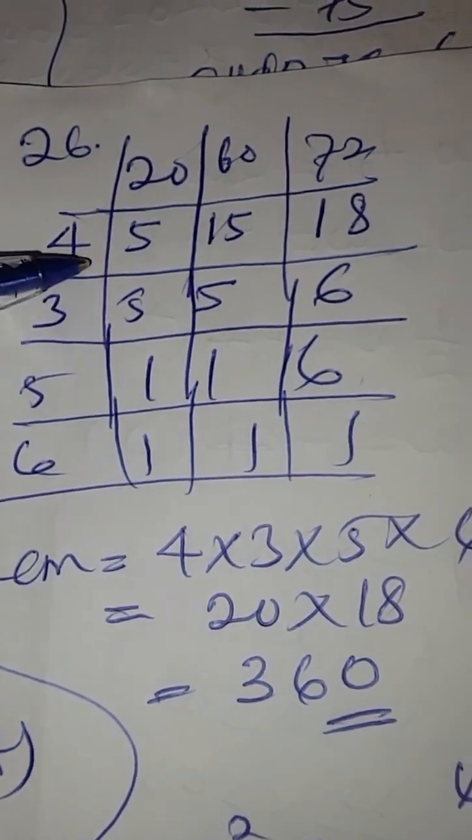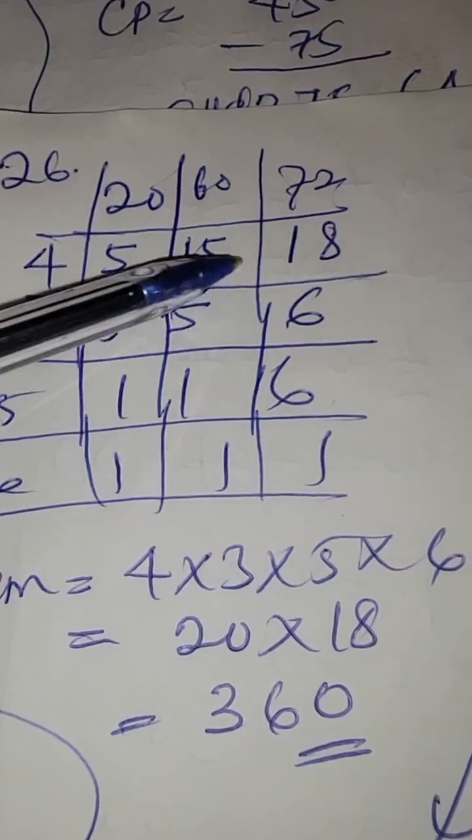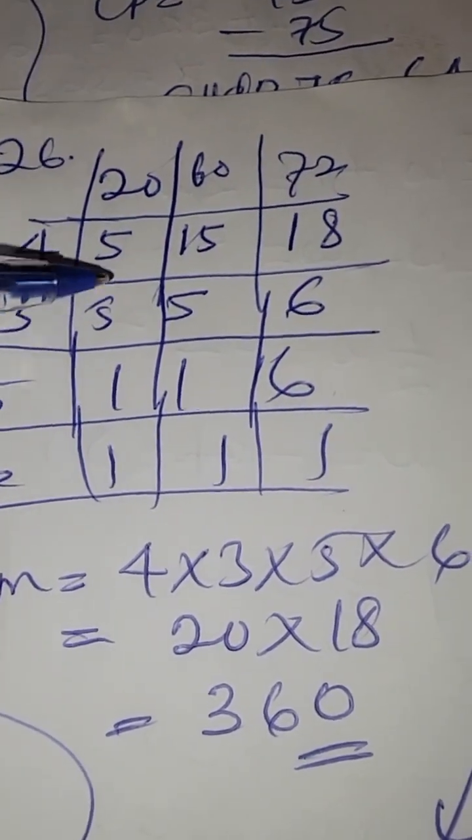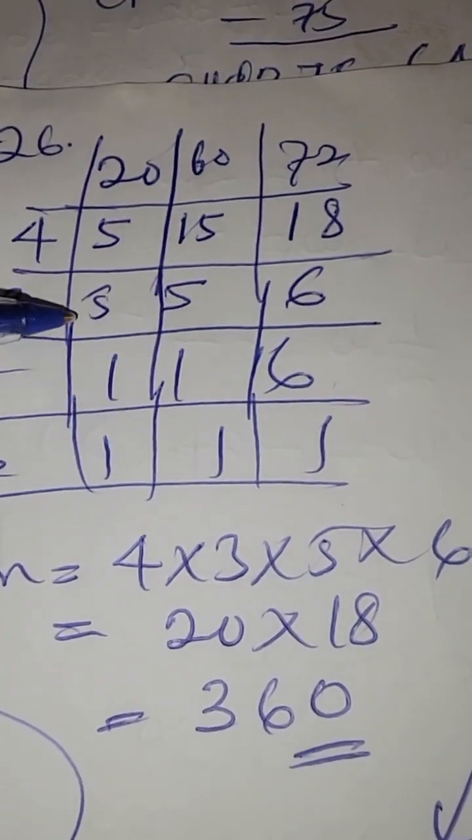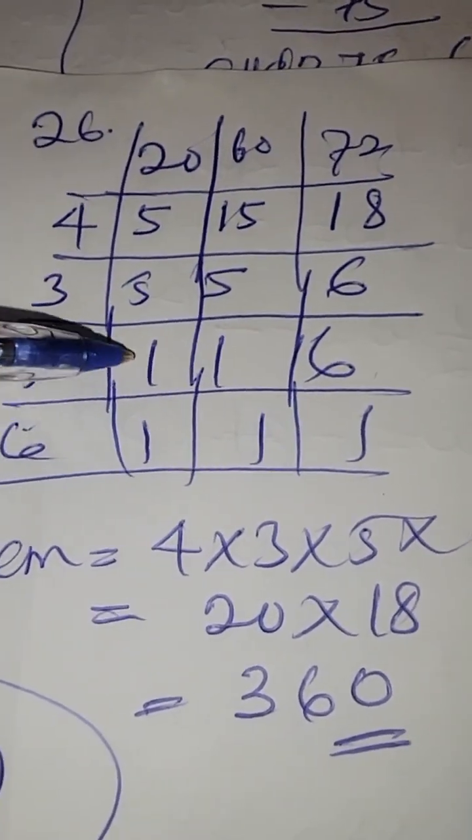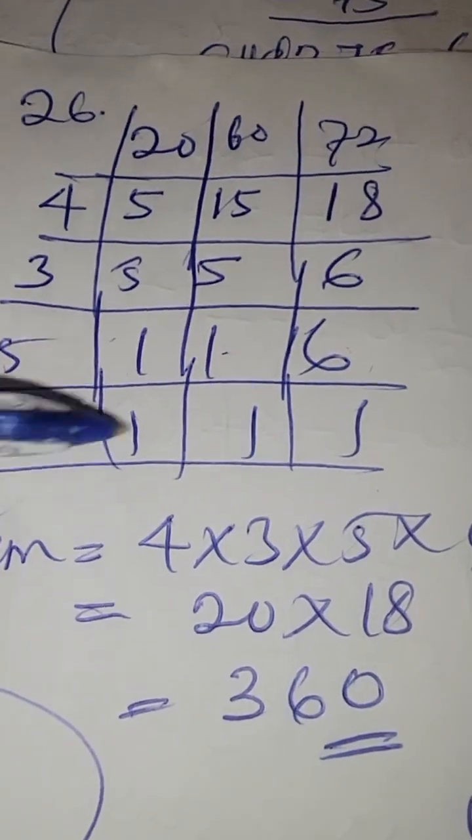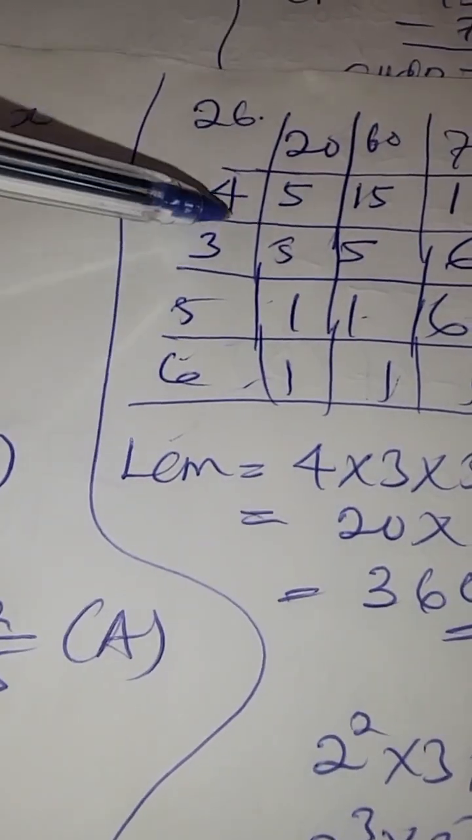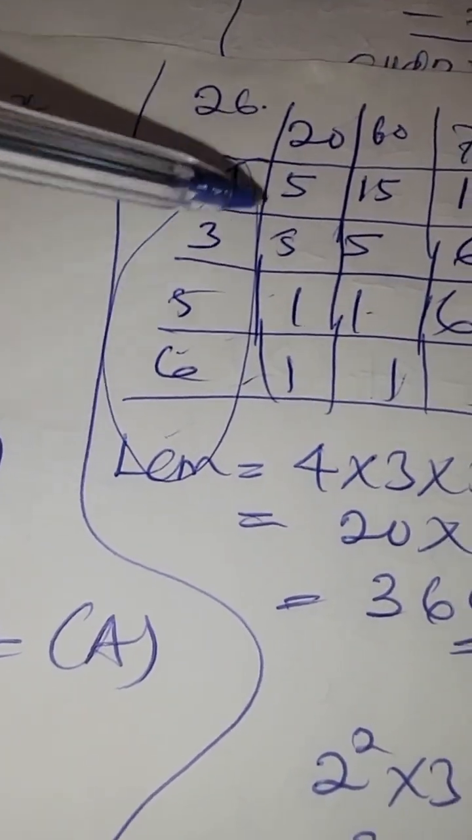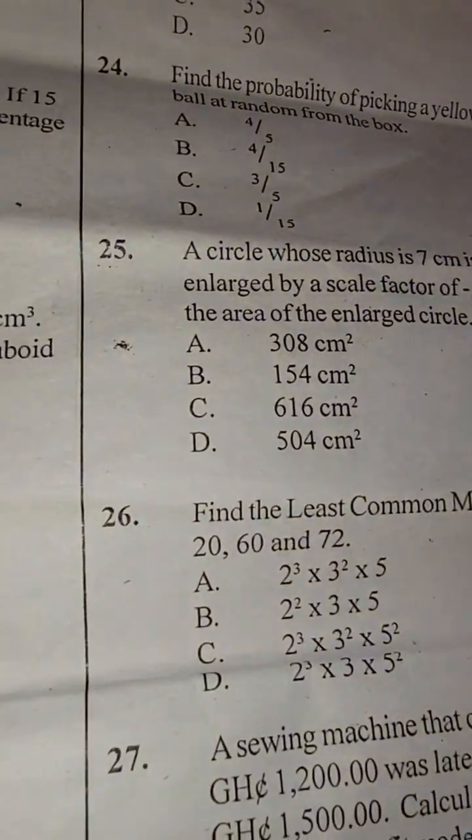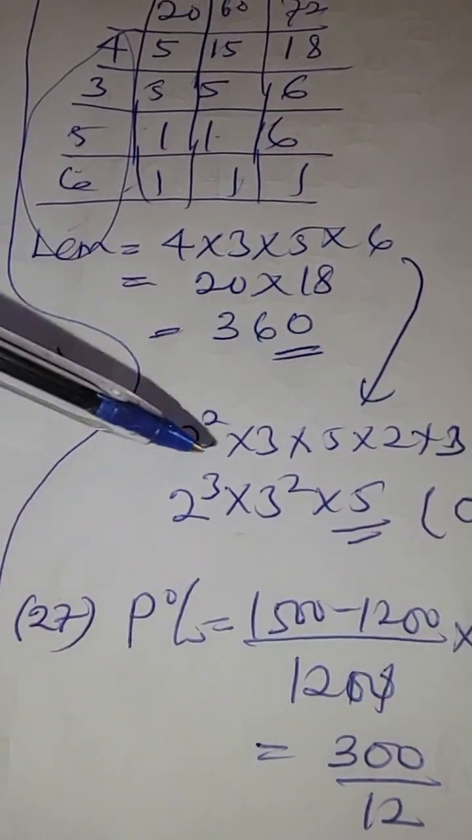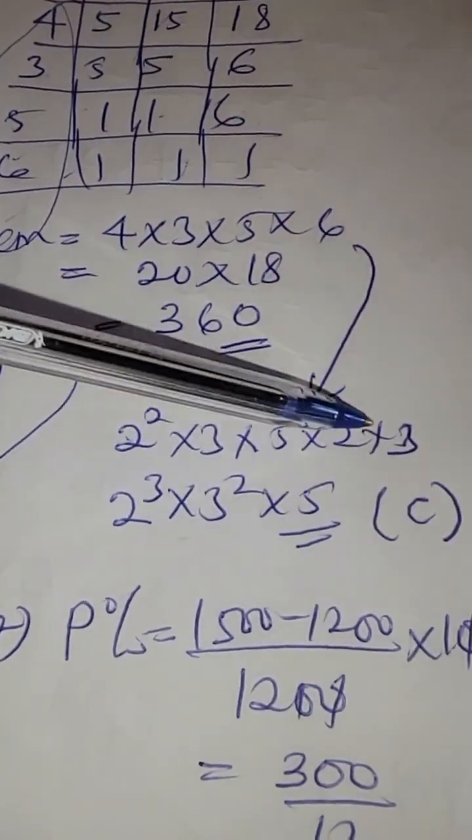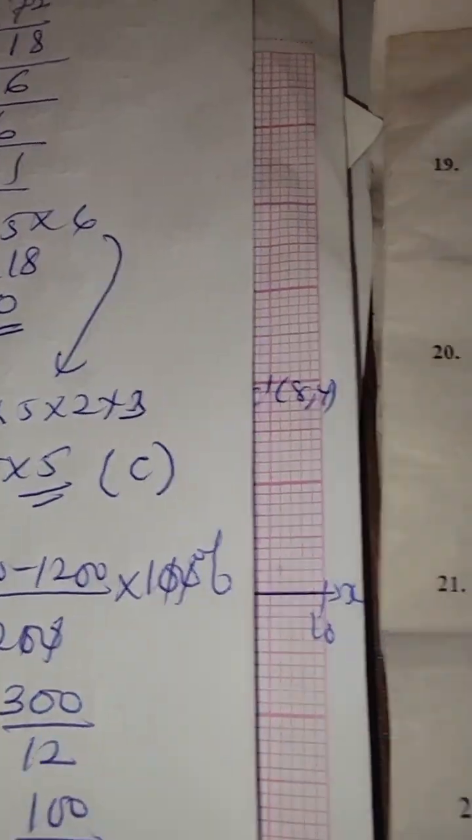LCM of 20, 60, and 72. What can divide them all? 4 here 5, 4 here 15, 4 here 18, 3 here 5, 3 into 15 is 5, 3 into 18 is 6. 5 is left untouched, 5 here 1, 5 here 1. 6 left untouched, 6 here 1, 1, 1. So the LCM is this. So I can write my answer as a product of primes. In that case, 4 is 2 squared, 3, 5, 6 is 2 times 3. So 2 squared times 2 is 2 cubed, 3 times 3 is 3 squared, times 5. Option C.